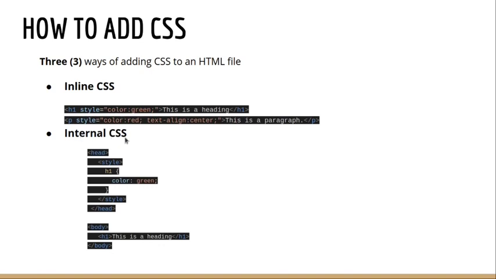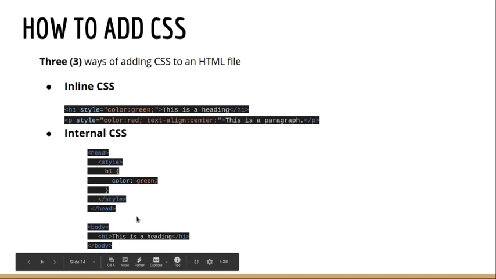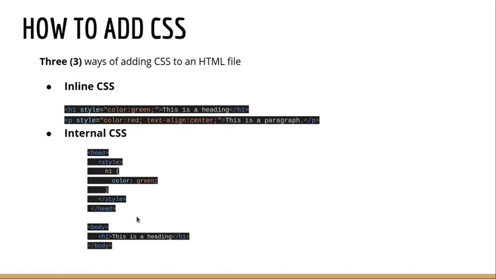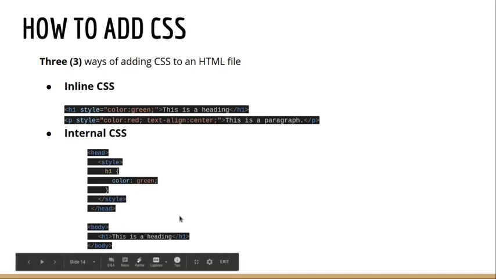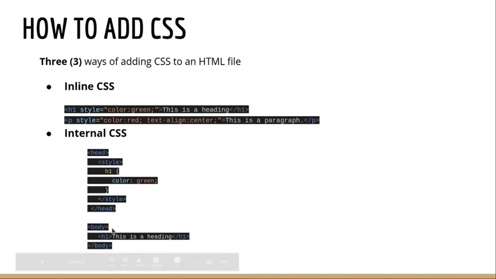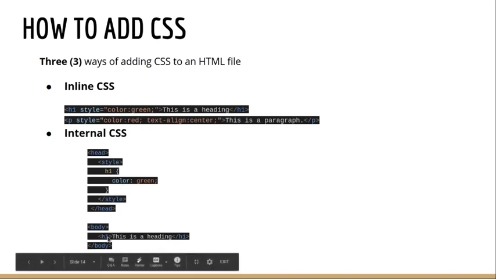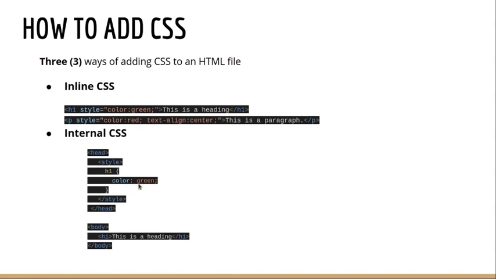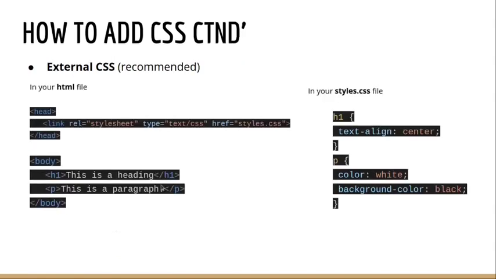We also have the internal CSS, and as I said earlier in the previous video, HTML has a head and has a body. So with internal CSS, what you do is that you wrap your styles in a style tag in your head section. So looking at this example, this H1 has selected this H1 in the body of your HTML, and we'll give it a color of green.